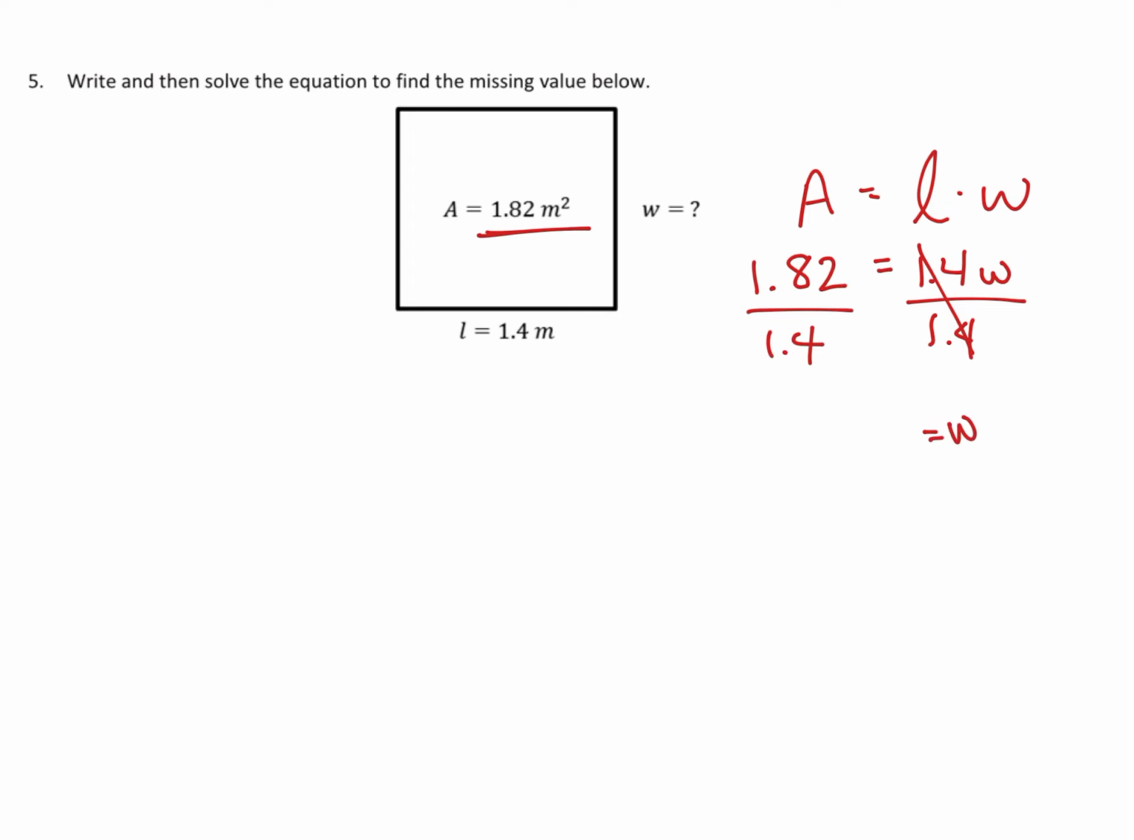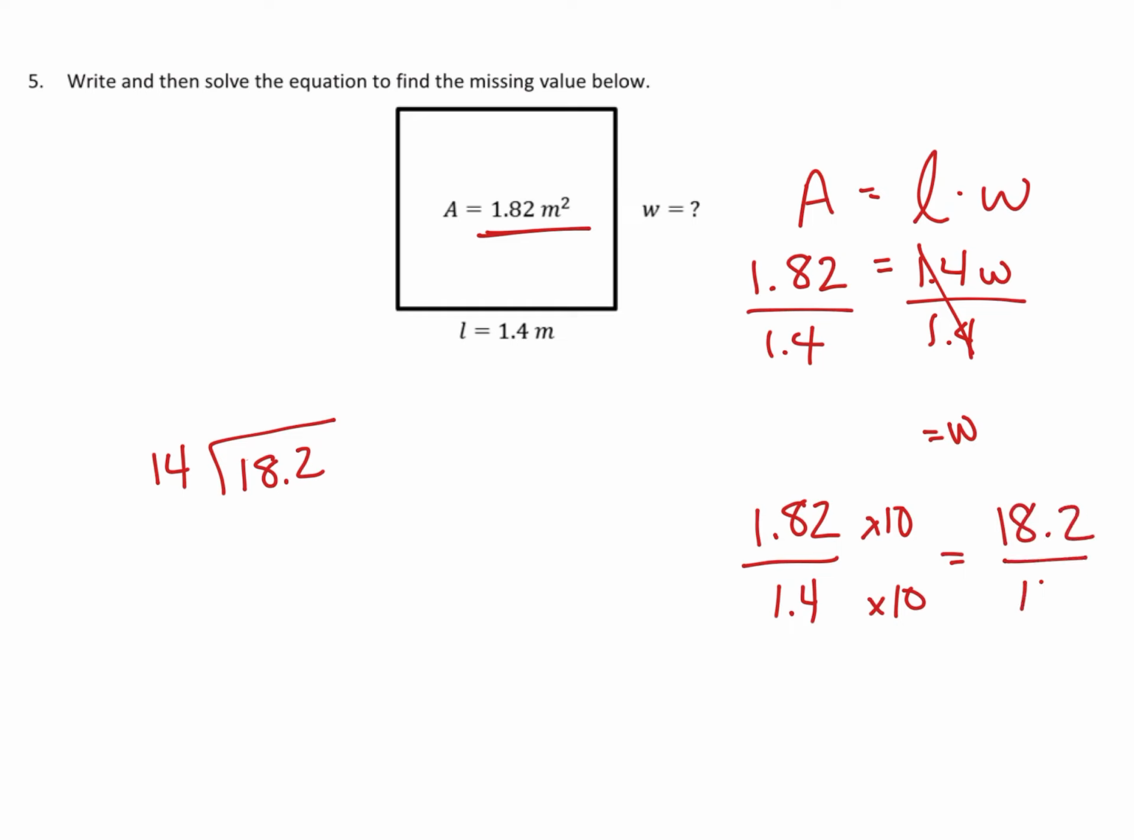1.82 divided by 1.4 can be done using long division. I like to get rid of the decimals, so we have to move them the same number of places. Then it becomes 18.2 divided by 14. You can think of this as just creating an equivalent fraction by multiplying the top and bottom by 10, because that turns into 18.2 and 14 as well. So that's the reason we get to do that little trick.